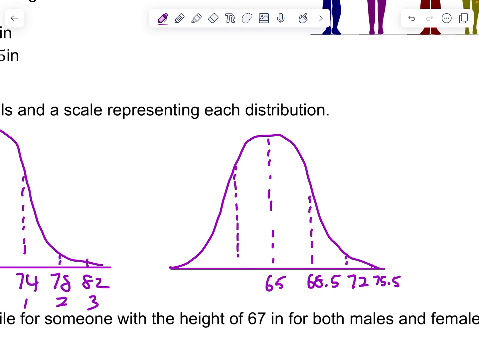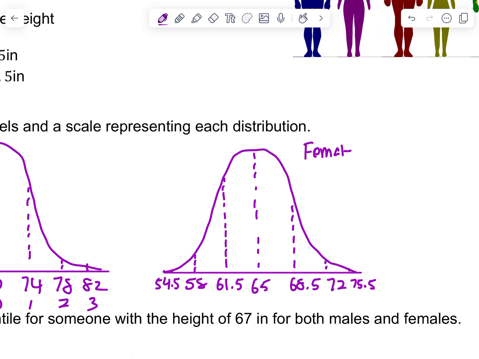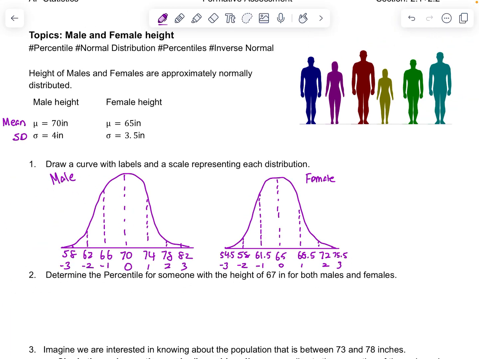And then on the left we do the opposite: 65 minus 3.5 is 61.5, and then 61.5 minus 3.5 you get 58, and then 58 minus 3.5, we get 54.5. And so this is the female, and again we can label the standard deviations, and there you have it. That is our bell curve, or normal distribution, of the height of males and females.